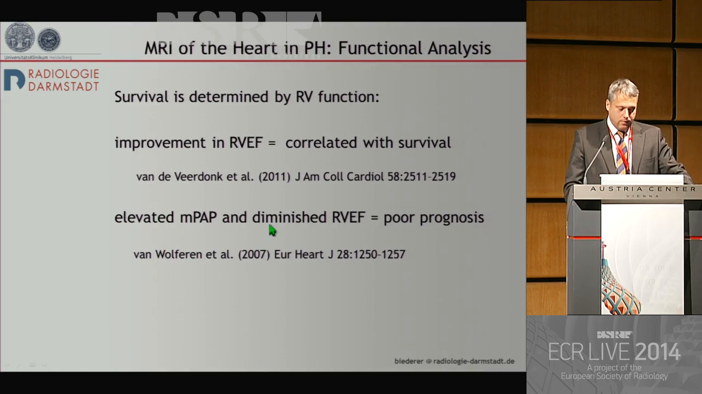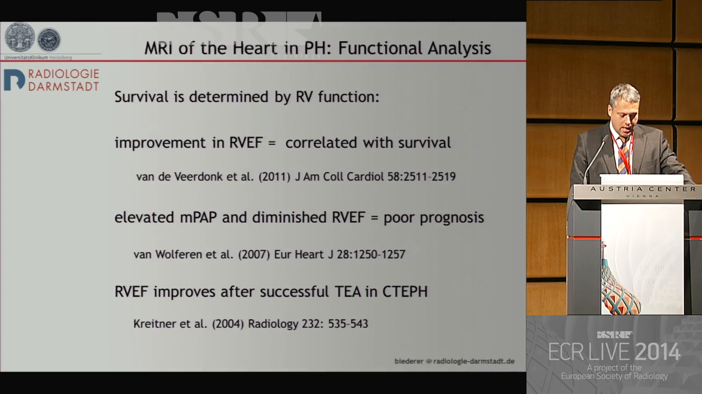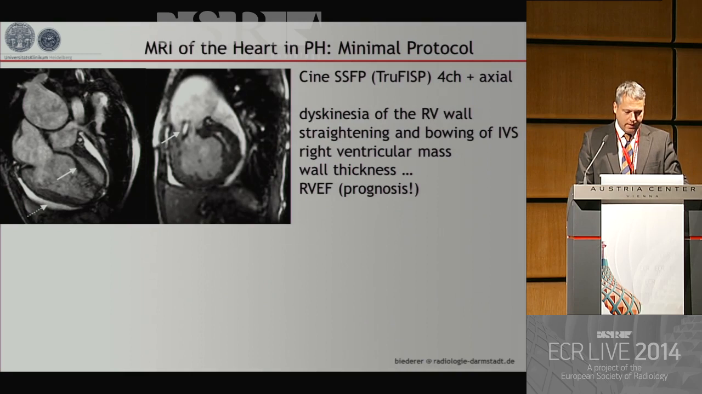If we have right ventricular ejection function going down and pulmonary arterial pressure going up, in other work they found this definitely to be a sign of poor prognosis. And this improves also after successful thromboembolic endarterectomy, as we have seen in the CTPA patient. So this is definitely a value that we would measure.